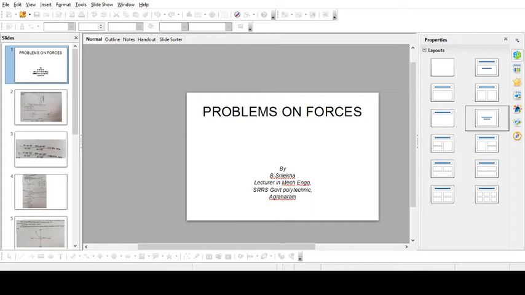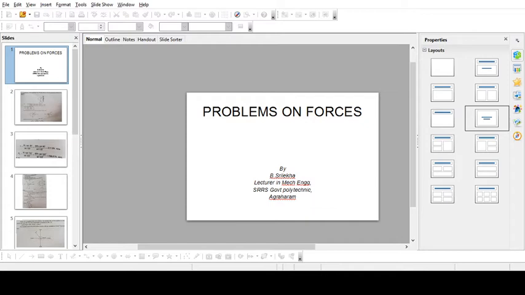Thereafter, we have discussed system of forces. System of forces is nothing but a set of forces which are acting on a plane or on different planes. So basically, system of forces were divided into two types. One is coplanar forces, the other one is non-coplanar forces. Coplanar forces are those which act in the same plane. Non-coplanar forces are those which act in different planes.